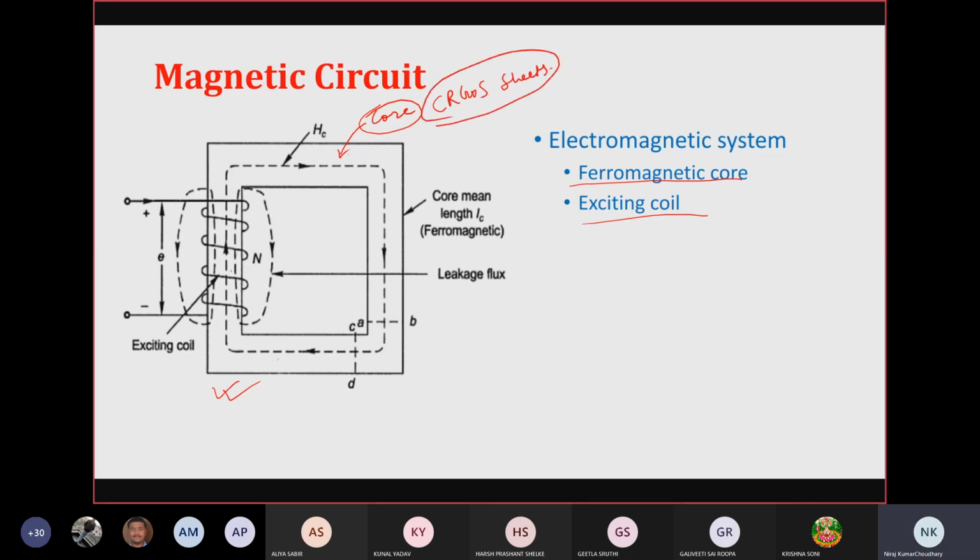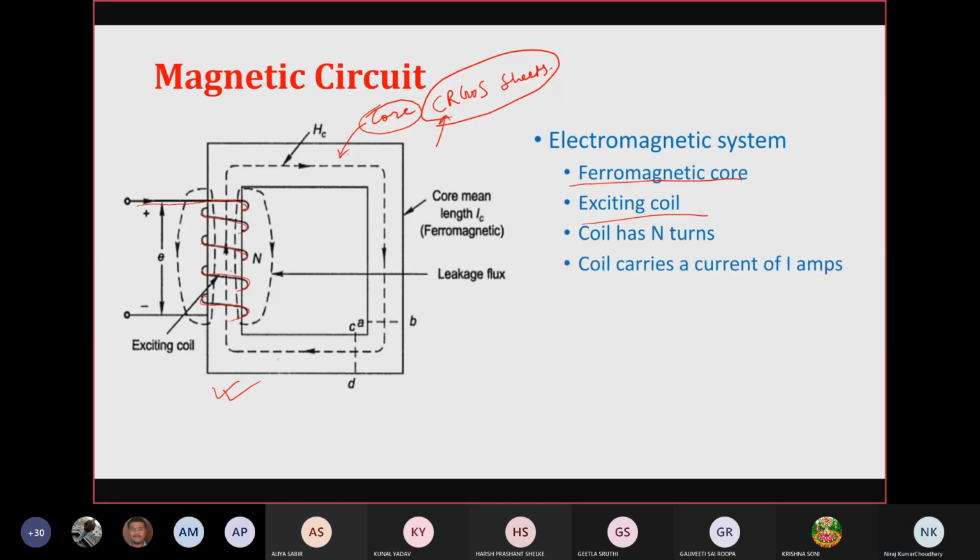Details about the construction and properties of these types of materials we will study in the single phase transformer core section, right? How the core is developed and built, we will see that. Then there should be an exciting coil. This is your exciting coil, which is wound on one of the limbs of this magnetic material.